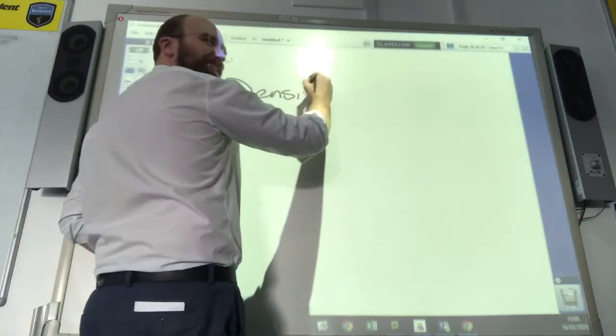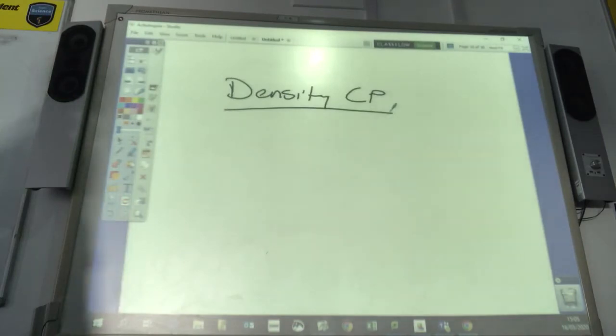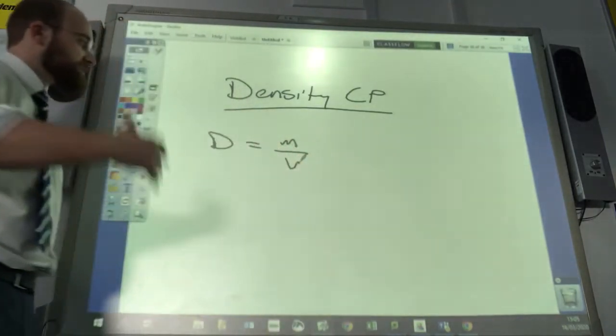Okay, density core practical. Fairly simple core practical. There will be an equation that we've got to fill in. In this case, it's one that you know from maths as well. Density equals mass divided by volume.